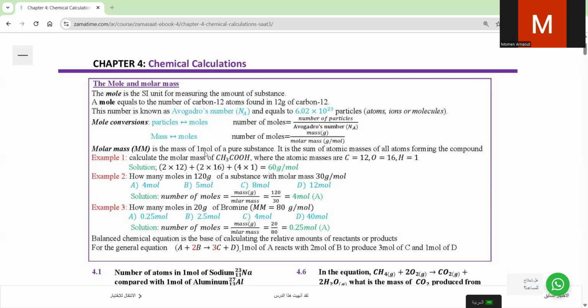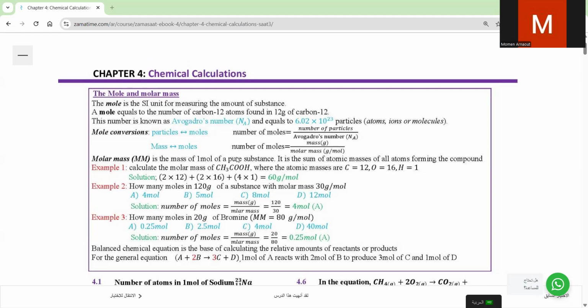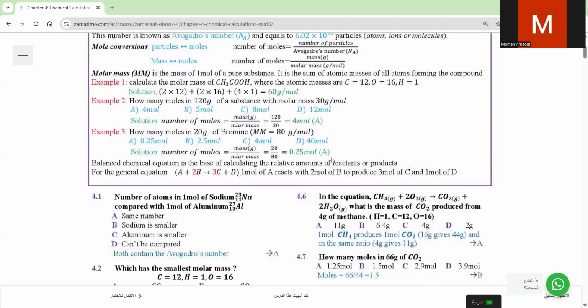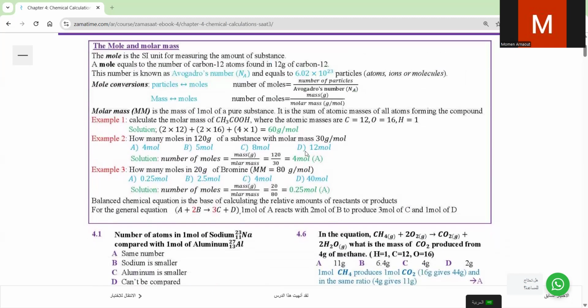Today we will discuss chapter 4, Chemical Calculations, from the Zama book for SAT. The first part is about the mole and the molar mass, and how you can convert from particles to moles by using the Avogadro number, or from mass to moles by using the molar mass. I can add here two triangles, then we will go to the problems to solve the questions.